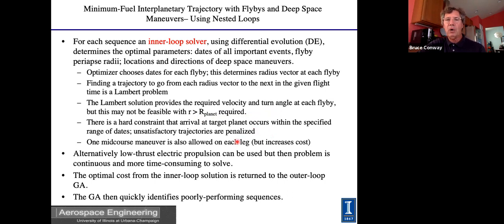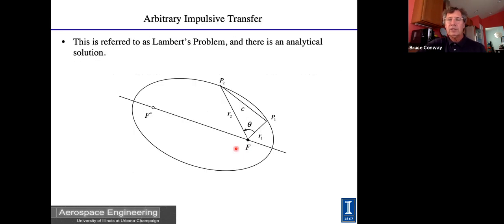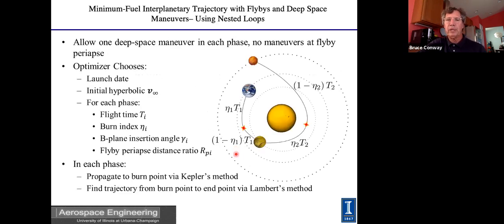Then we also allow one mid-course maneuver on each leg. So here's a cartoon showing the basic idea. The optimizer is choosing the launch date, and then for each phase, the flight time, which gives the arrival date at the next planet, and so on.